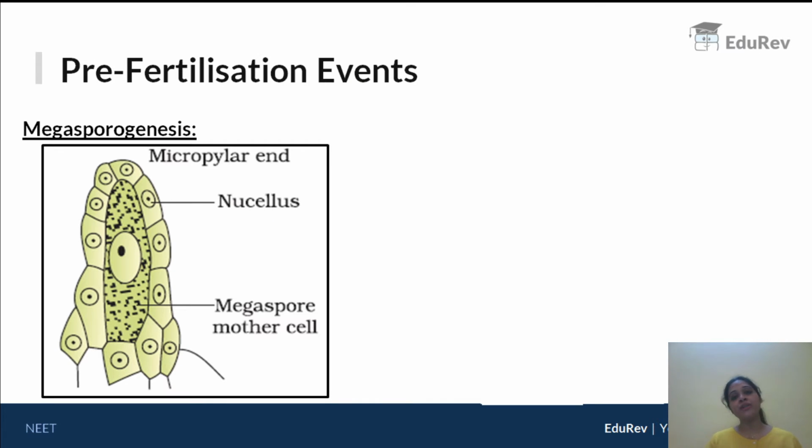So megasporogenesis is nothing but the process by which we are able to form a megaspore. Now we must remember that the megaspore is essentially not really the egg cell, but the megaspore will result in the formation of the egg cell.